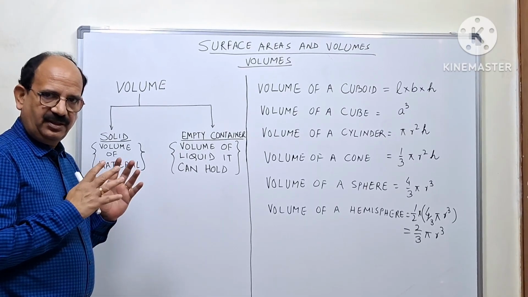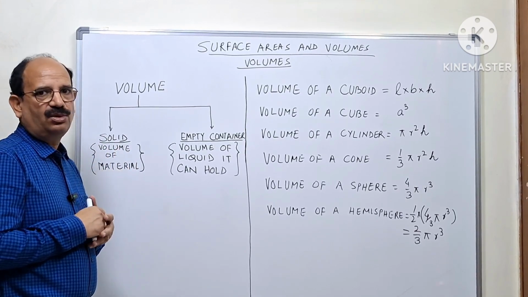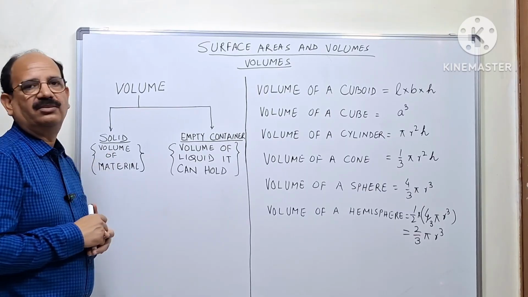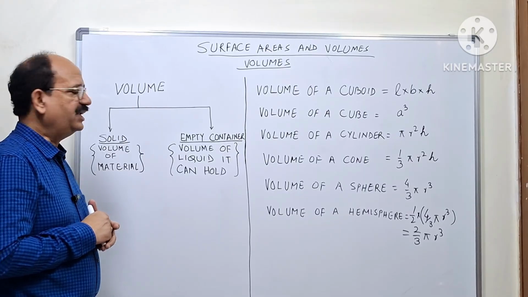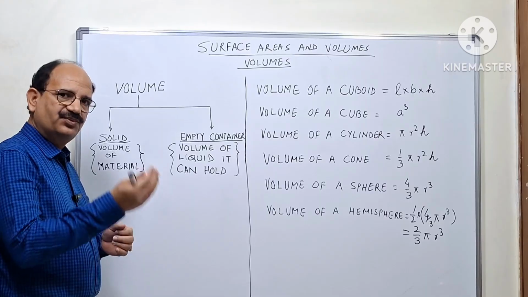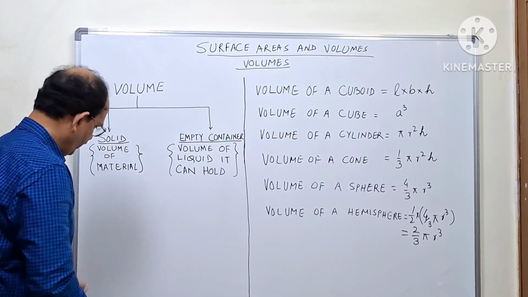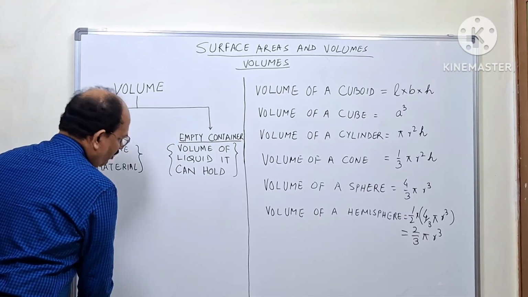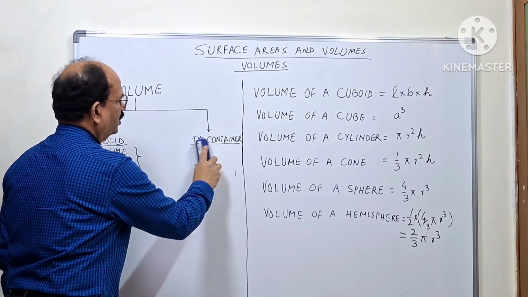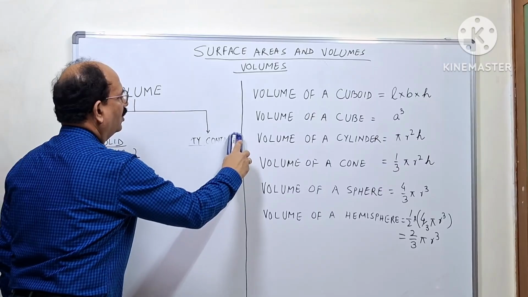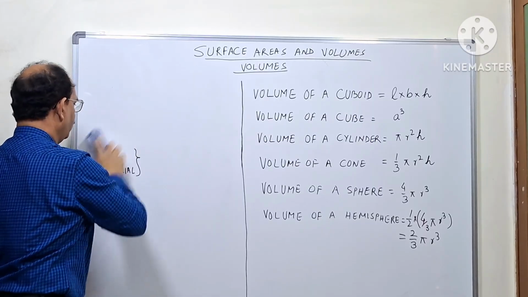If it is completely solid material, completely filled inside, then you should think in terms of the volume of the material. Whereas if it is an empty container of that shape, then you should think in terms of how much volume of liquid it can contain. Let's look one by one at all those standard shapes and how to calculate the volume of the solid or the shape.